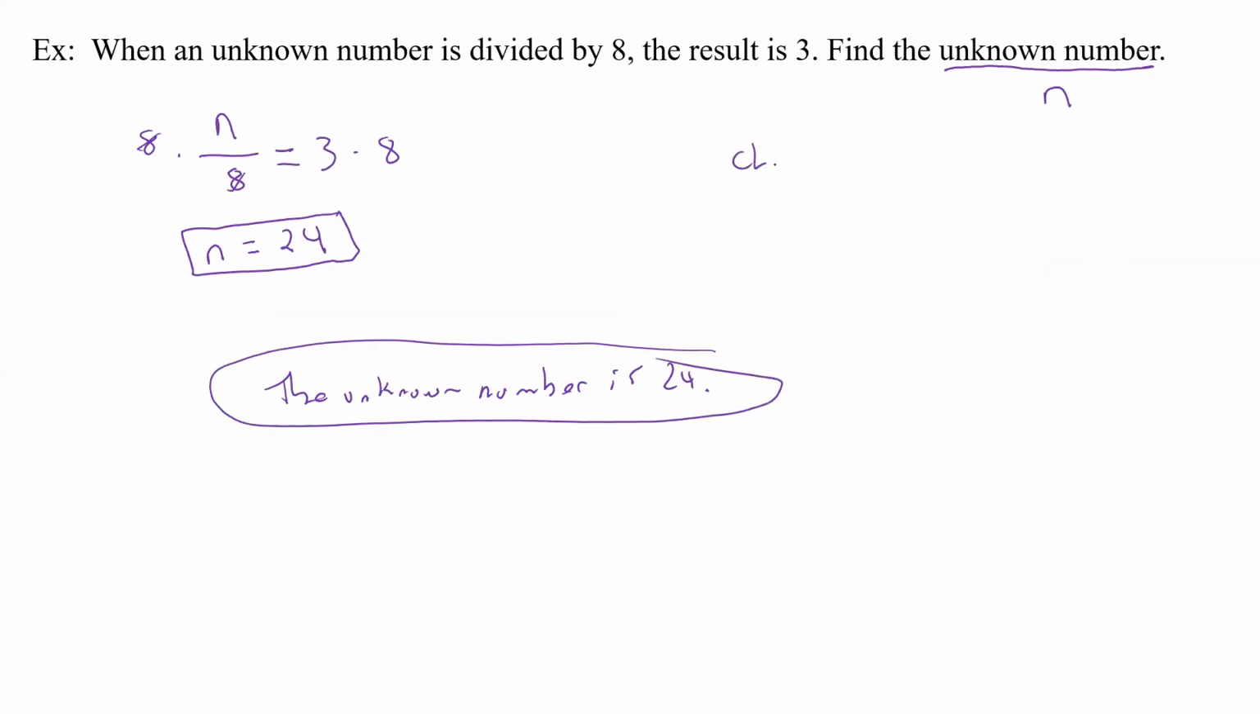Now we do our check. So if we say 24 is divided by 8, the result is 3. Does that check out? Well, 8 into 24, well, that's going to be a 3. That's 24. Subtract, that's 0. And so it does check out. Okay, here's another one.